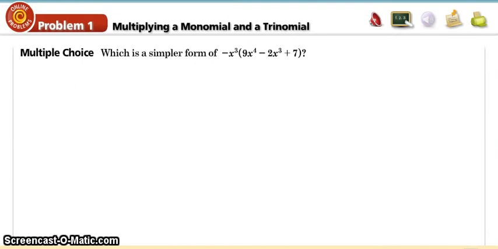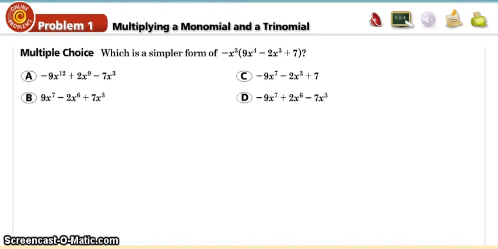In this problem, you will multiply a monomial and a trinomial. Which polynomial is a simpler form of negative x cubed times the quantity 9 times x to the 4th power minus 2 times x cubed plus 7? Your choices are 4 trinomials.